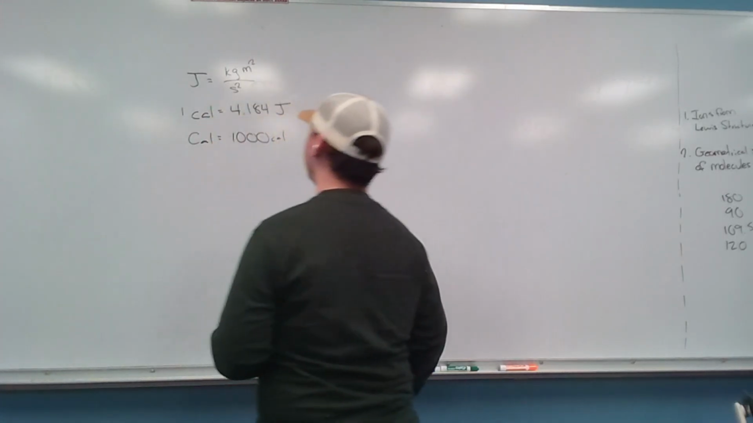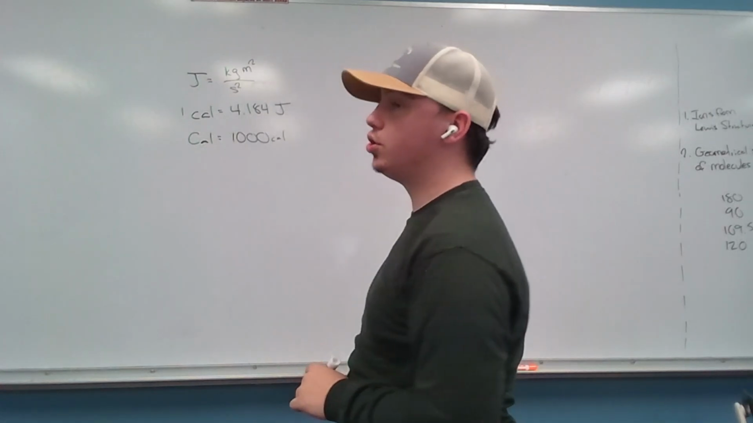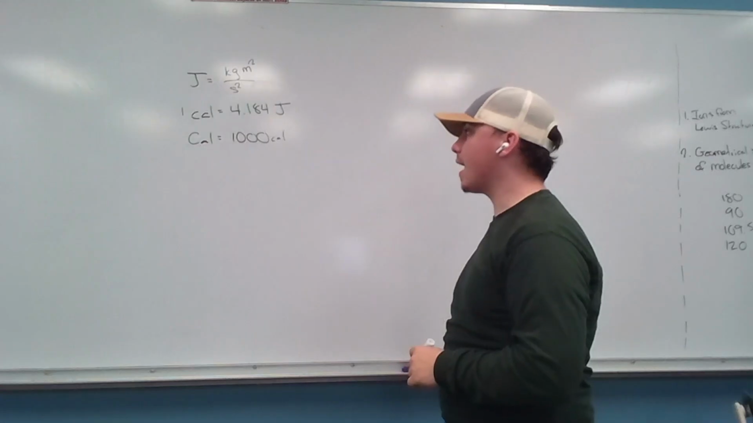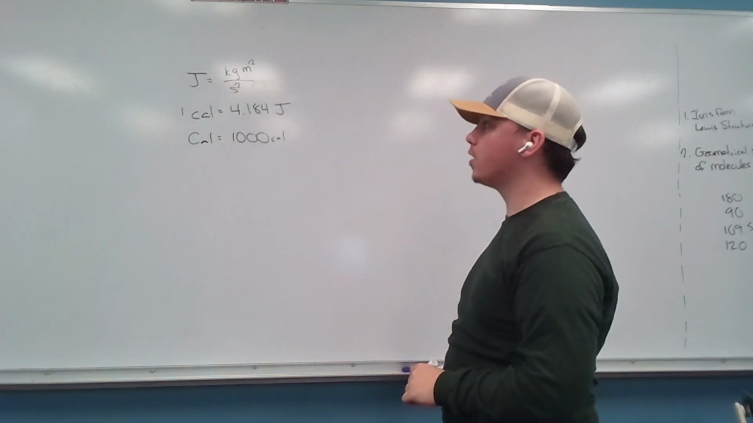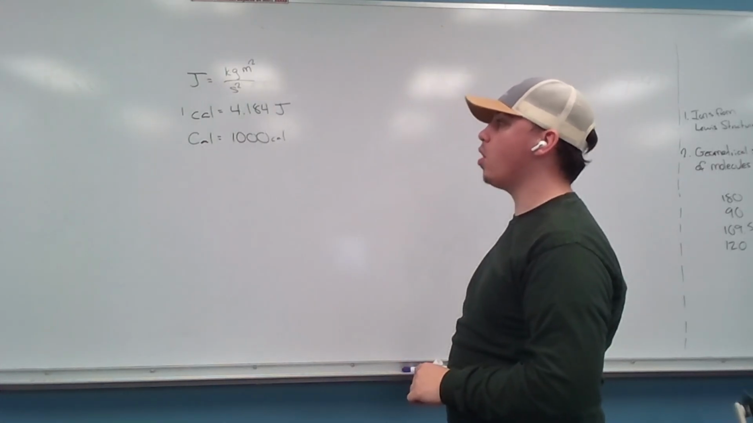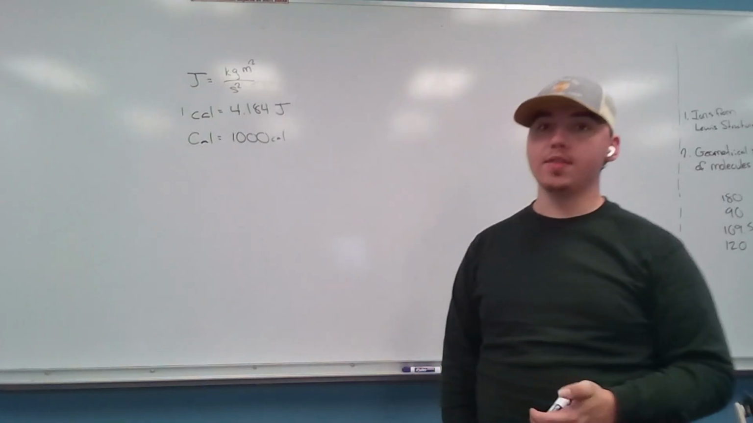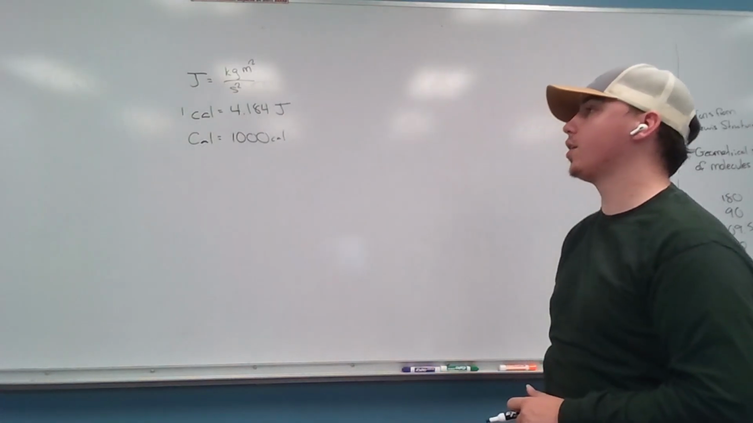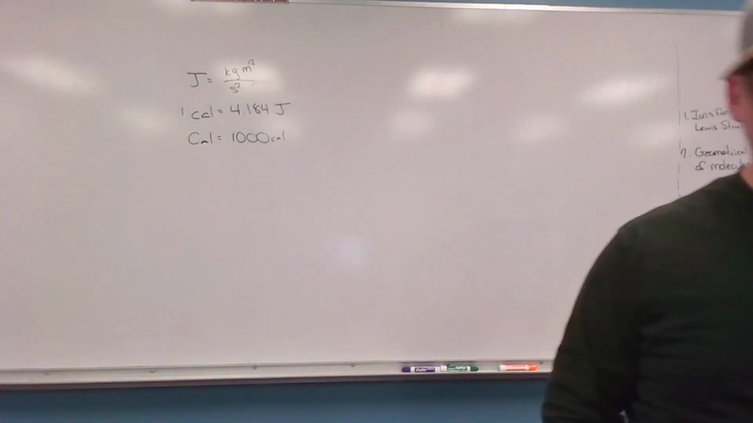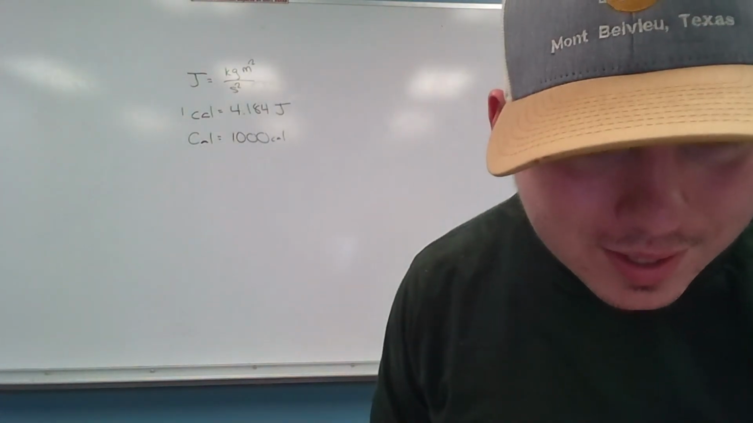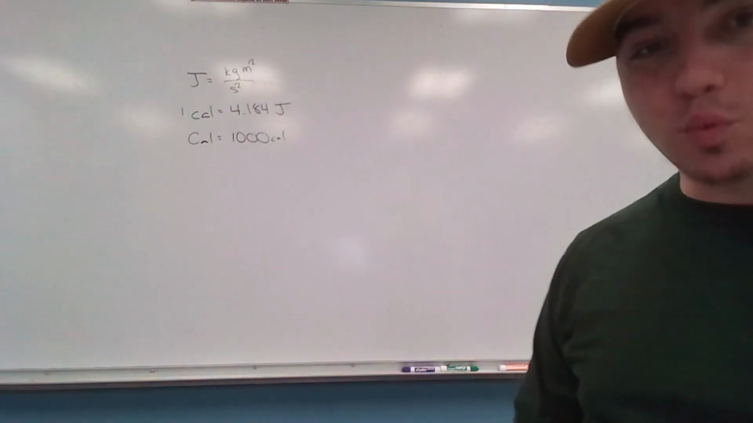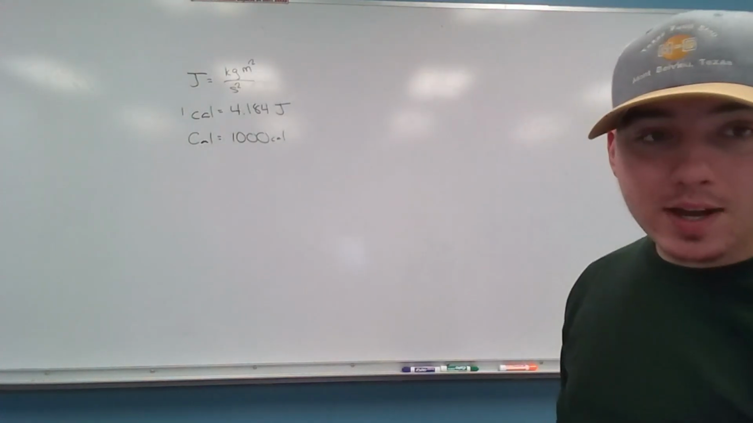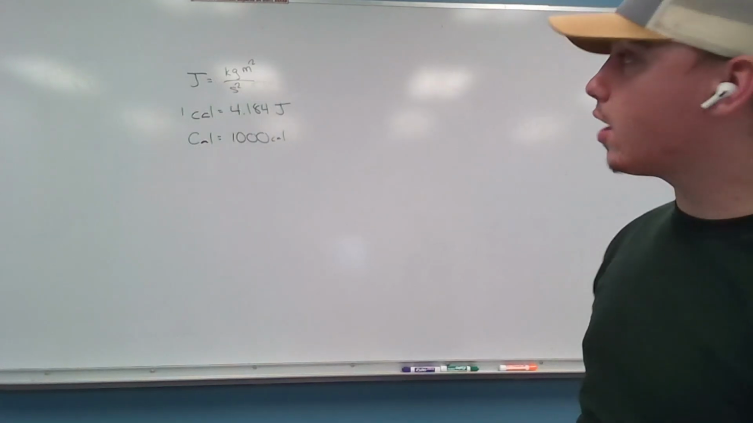And the definition of these: the joule doesn't really have a definition besides that. It's just what it is. But the calorie is the amount of energy required to raise a gram of water by 1 degree Celsius. That is also equivalent to the specific heat of water, which we'll get into later. It's the energy required to raise the temperature of 1 gram of water by 1 degree Celsius. Simple as that.